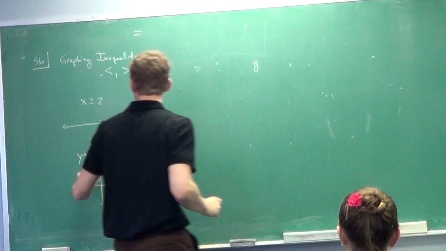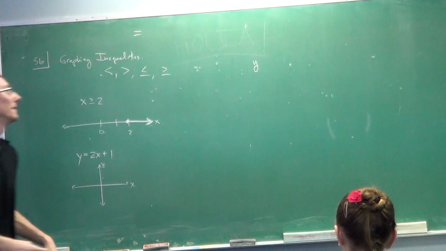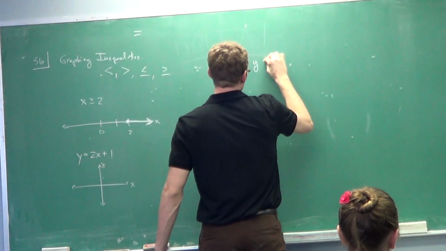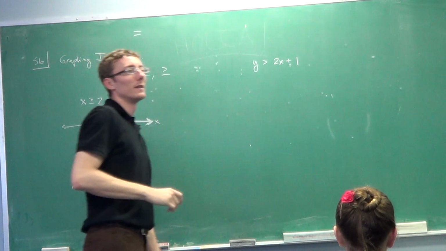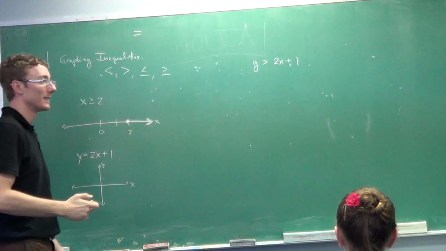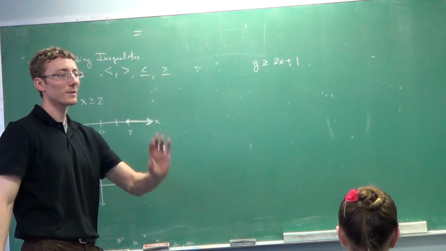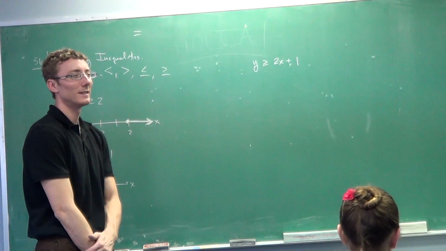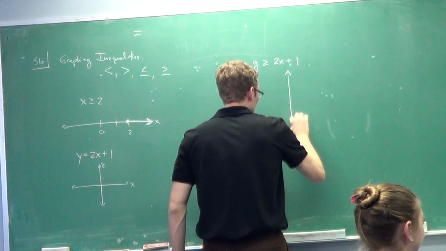Now, you know what y equals 2x plus 1 is like. It's a line, right? Now, what if we said y is greater than 2x plus 1? We'll do even better. We'll do greater than or equal to. We'll just say that: y greater than or equal to 2x plus 1. Now, do you know what 2x plus 1 looks like? I hope so. That's y equals mx plus b.